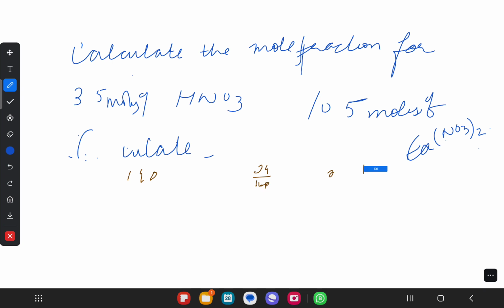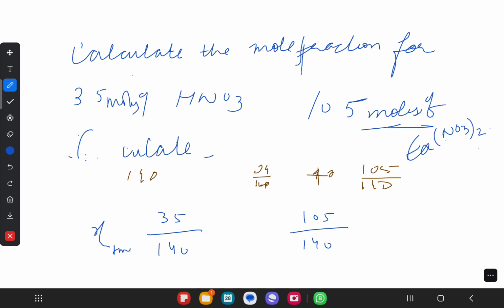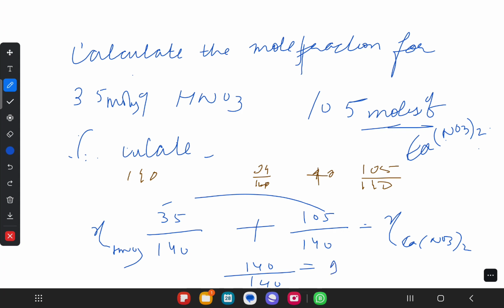Now calculate the mole fractions of both components and try to add the mole fractions. The mole fraction of HNO3 comes out to be 35 by 140. The mole fraction of Ca(NO3)2 is going to be 105 over 140. So this is chi of HNO3 and this is chi of Ca(NO3)2. If you add them up, the denominator remains 140. So it becomes 140 over 140, which is 1.